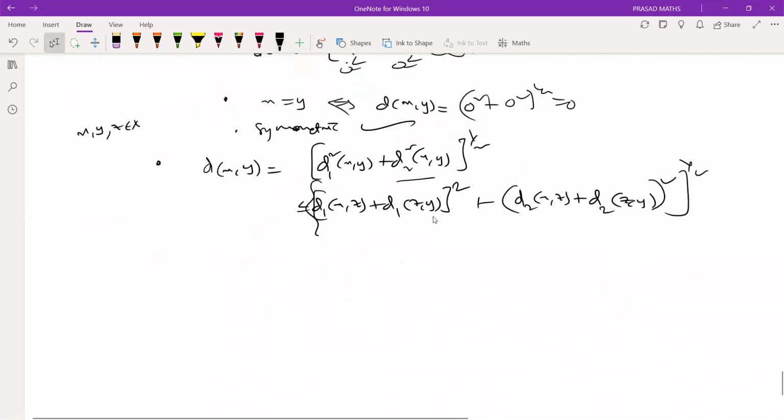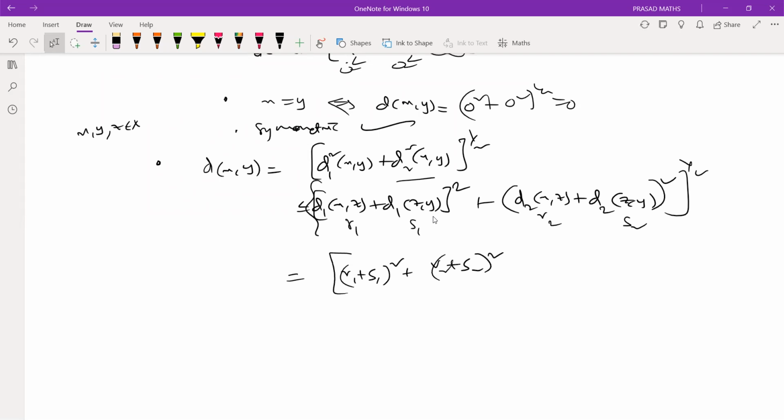So I can assume this is R1, this is R2, this is S1, this is S2. So what is this? (R1 plus S1) whole squared plus (R2 plus S2) whole squared, whole power 1 by 2. This can be rewritten as summation i equals 1 to 2 of (Ri plus Si) whole squared, whole power 1 by 2.